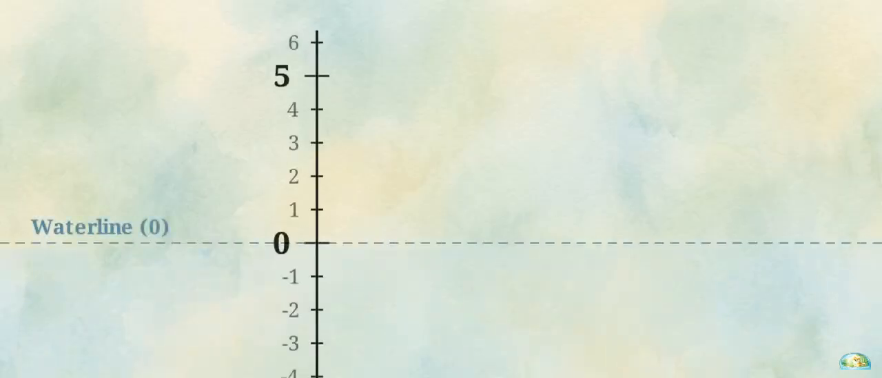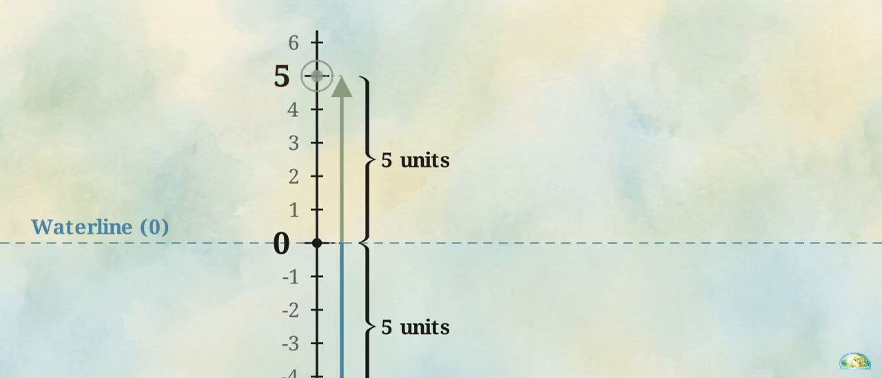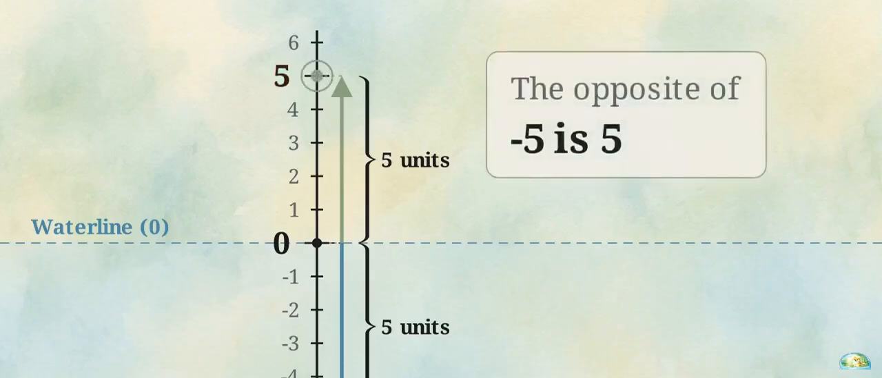This animated diagram maps our start. We begin at 0 and move 5 units down into the negative zone, which places us at -5. To find the opposite, we reflect that move. We take the same distance, 5 units, but we travel in the opposite direction from 0. We land exactly at +5. The opposite of -5 is 5.